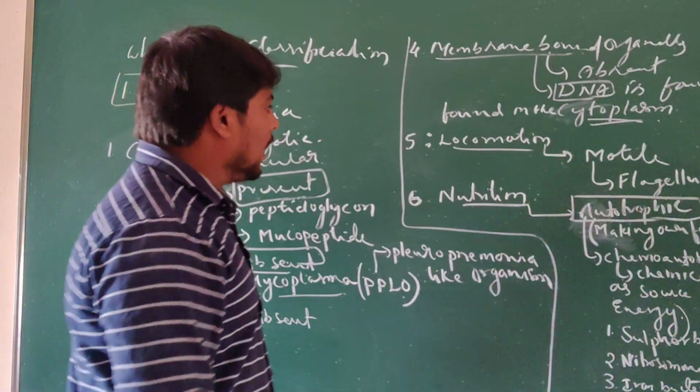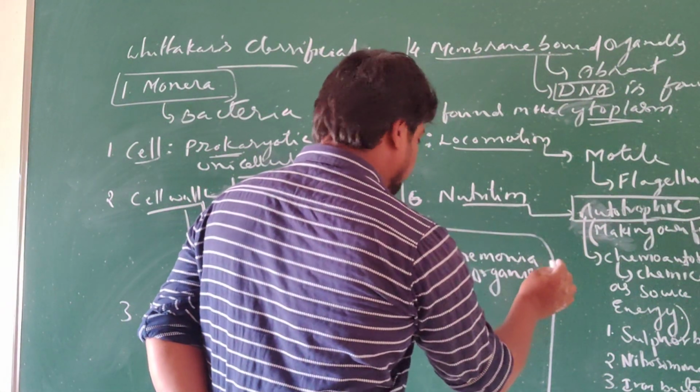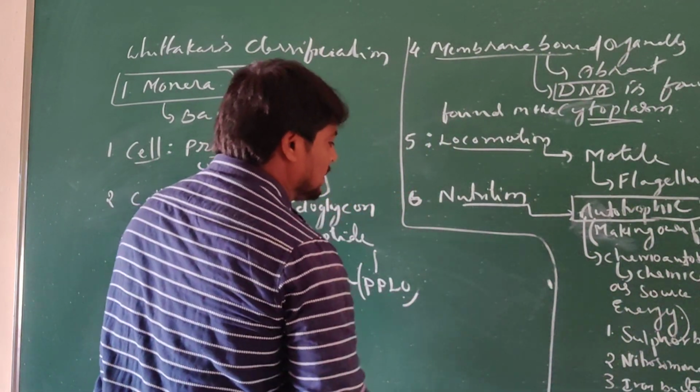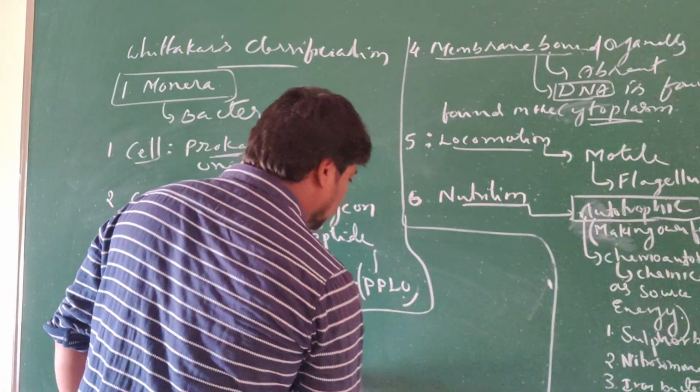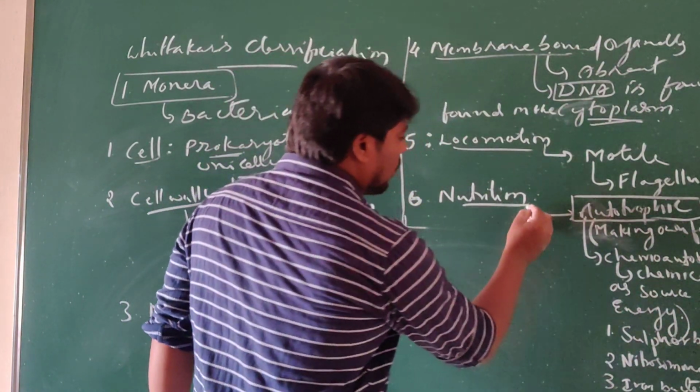Understand? So again, this is the autotrophic mode of nutrition we have seen here, and let us see another mode of nutrition. What is that? It is the heterotrophic mode of nutrition. So, heterotrophism.